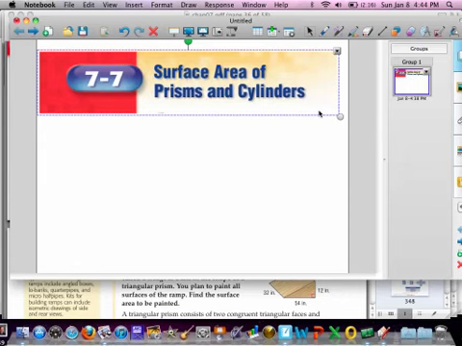Section 7.7, surface area of prisms and cylinders. So we're going to find in this section how to find the surface area. Remember, surface area would be the area on the outside, all of the area. How would we figure that out for a prism and for a cylinder?